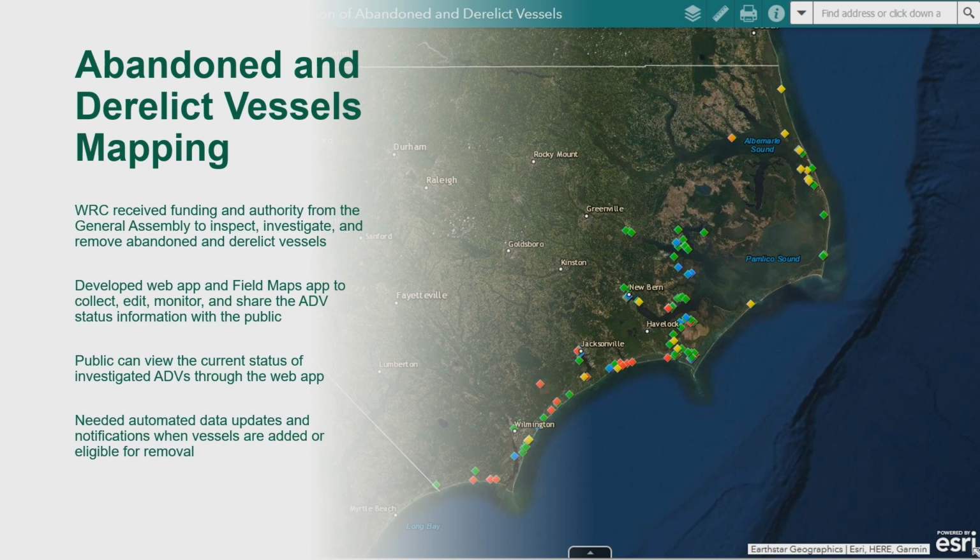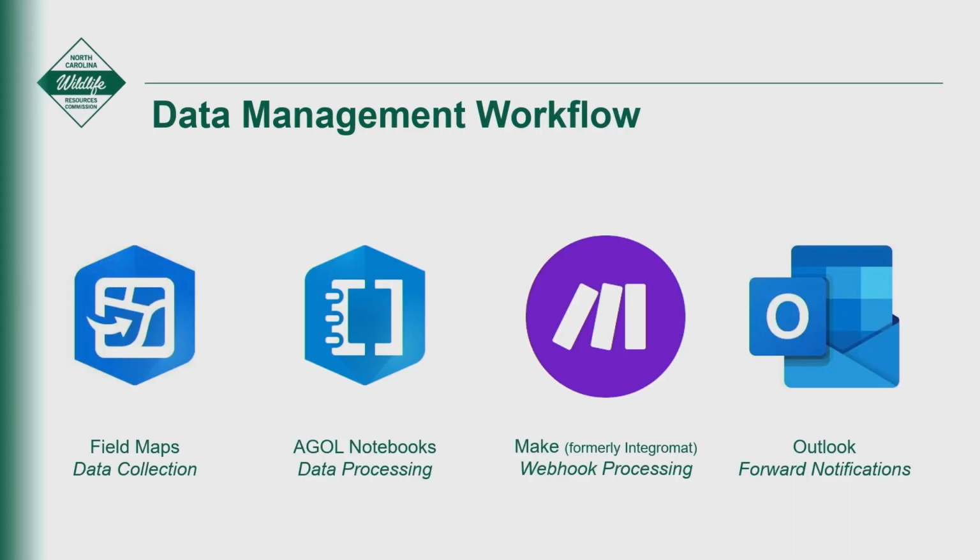But we needed to do some back-end data updates after our field staff were submitting data through the field maps application. So we implemented a notebook for this. General data management workflow: staff collect data in the field using a field maps application. We do some data processing in notebooks. And then staff at HQ wanted to know when new boats were added to the system or when something was eligible to be removed. And we wanted to do that through an email notification.